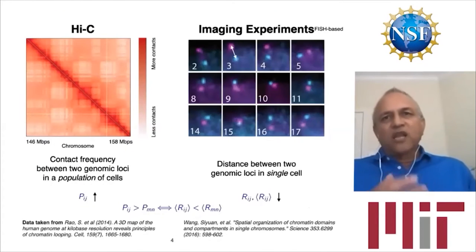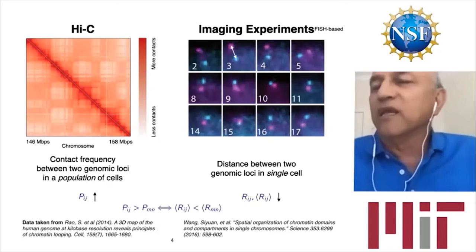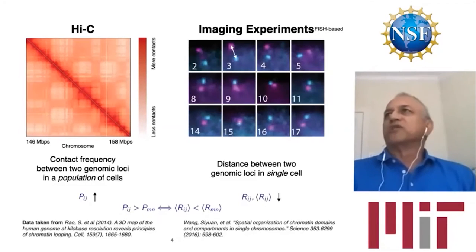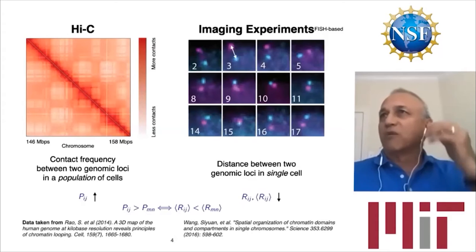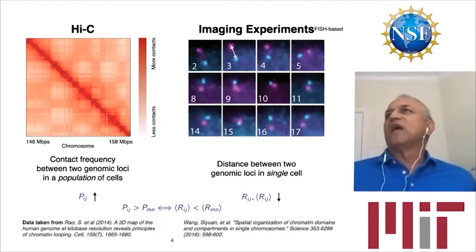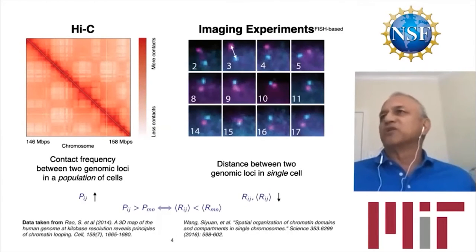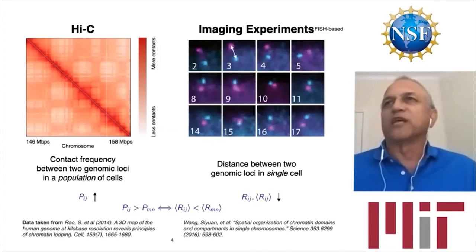Now, there's another method which is much more direct at getting at the structural organization of chromosomes at the individual chromosome level. And that's shown on the right-hand side. These are super-resolution imaging experiments. And this comes from the laboratory of Xiaowei Zhuang. And you can see the distances between two tags, topologically associated domains. And there are 17 realizations of the distances between these genomic loci.